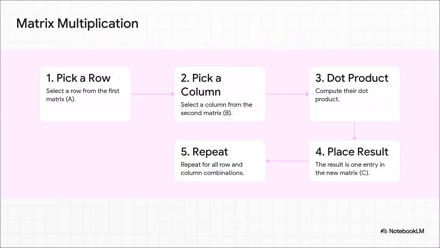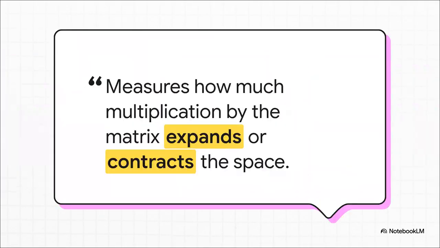Now, I know what you're thinking. Matrix multiplication looks super intimidating, but the idea behind it is actually pretty straightforward. To get each number in your new matrix, you just grab a row from the first matrix, a column from the second one, and you do that dot product we just talked about. That's it. You just repeat that simple little dance for every row and every column, and that builds your final result. And all that multiplication hides a really elegant secret.